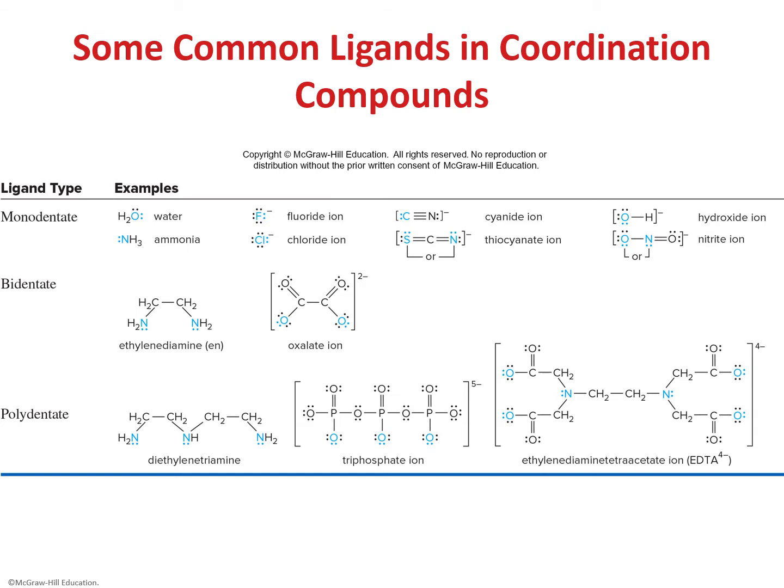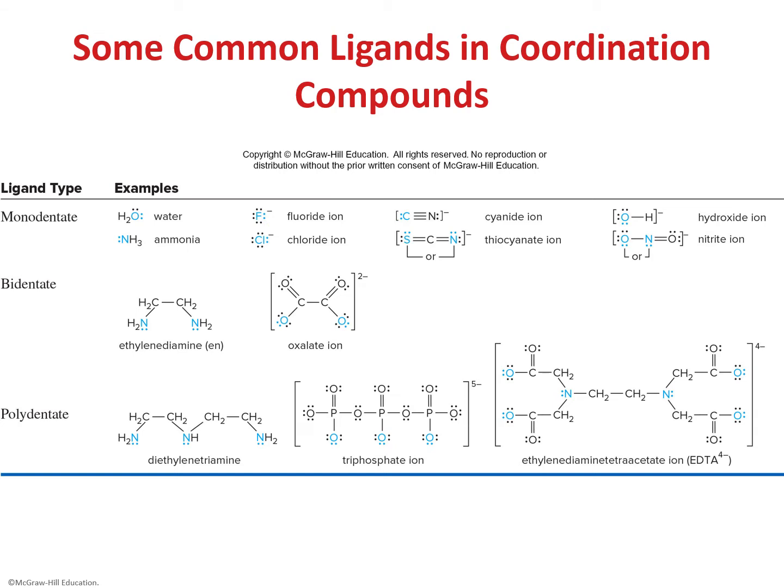Next example you see here is nitrite, which is ONO minus. Here also, nitrogen has a lone pair that it can donate and oxygen has a lone pair that it can donate. But the idea is that only one of them will be donating electrons at one time point.